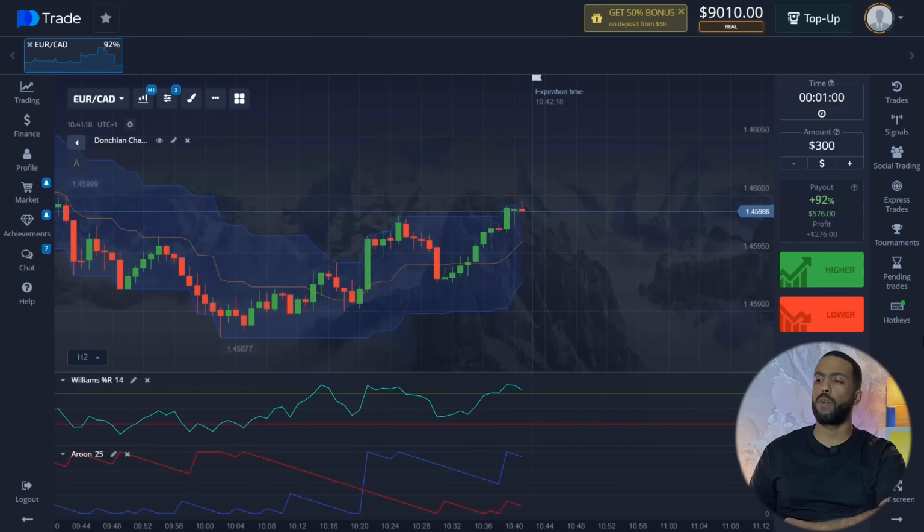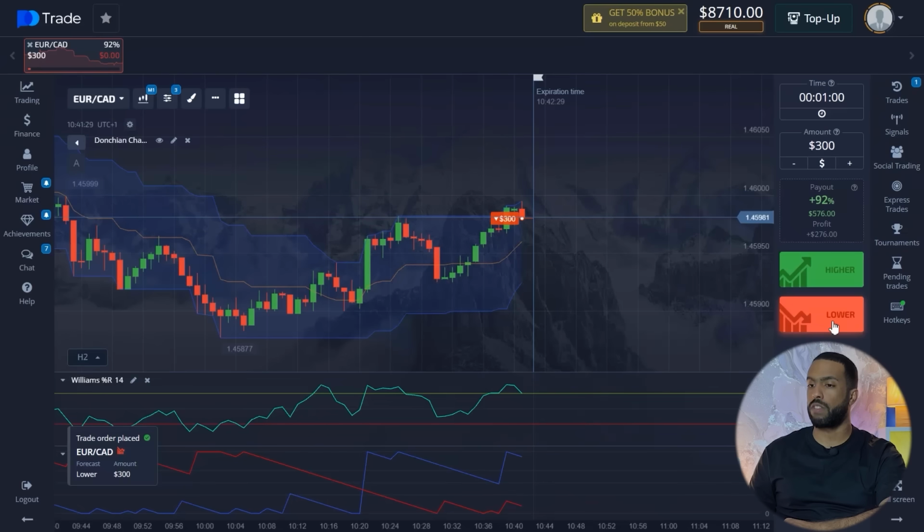And without further ado, let's get straight to trading. We see that the currency pair we have, the euro and the Canadian dollar, has a 92% payout, which is the maximum payout for today. So I'm not going to change it, and I'm going to open a down trade for $300 for 1 minute.